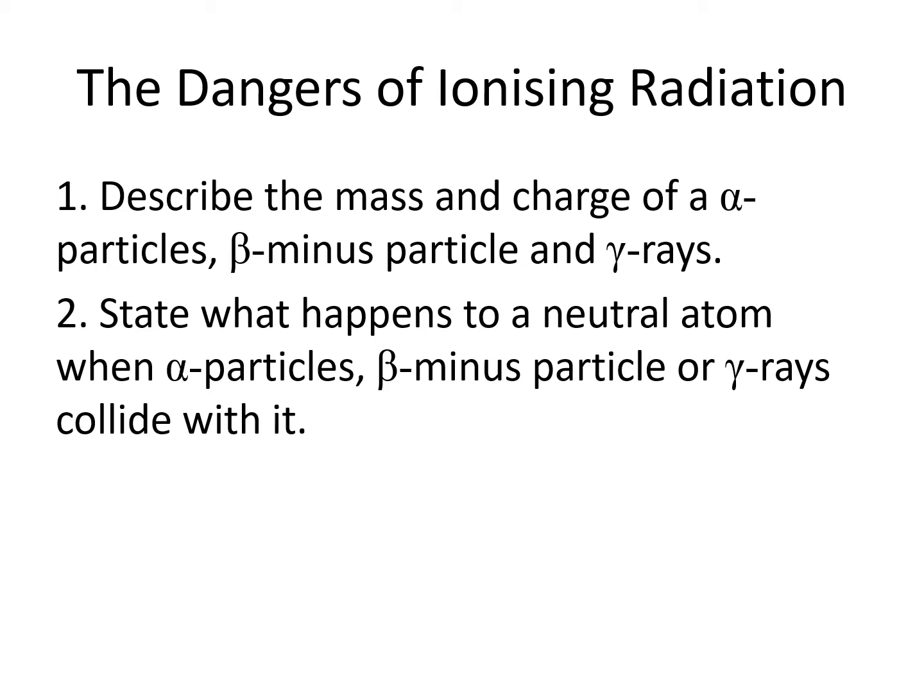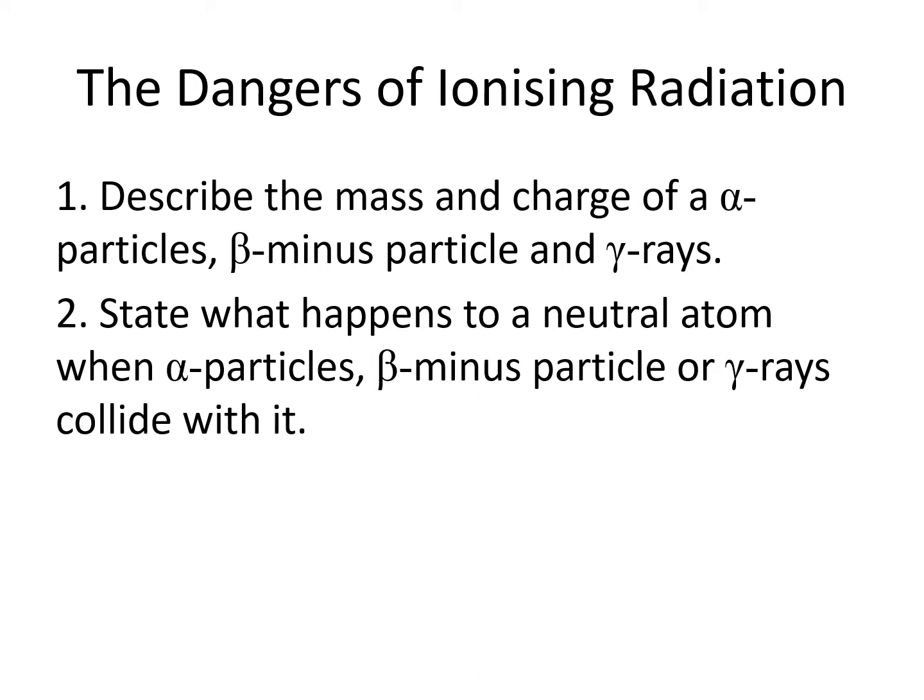So, the relative atomic mass of an alpha particle is 4 because it has 4 nucleons inside it. That's 2 protons and 2 neutrons. Its relative charge is +2 because it has 2 protons inside it. Meanwhile, the beta minus particle has a relative atomic mass of effectively 0, but it's actually 1/2000th that of a proton, and its charge is -1, so it has the opposite charge to a single proton. And gamma rays have a mass of 0 and a charge of 0.